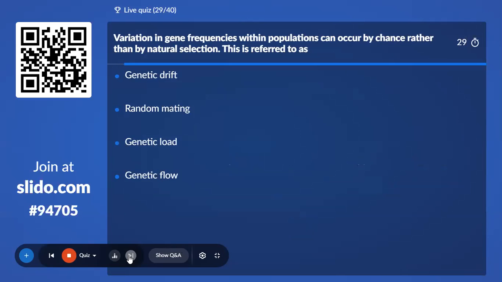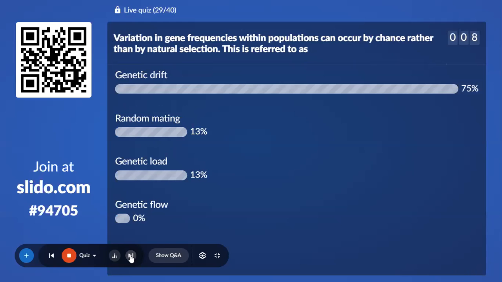Variation in gene frequency within populations can occur by chance rather than natural selection. This is referred to as option A, genetic drift, option B, random mating, option C, genetic load, and option D, genetic flow. Majority voting for genetic drift, and let's check the correct answer. The answer is genetic drift.